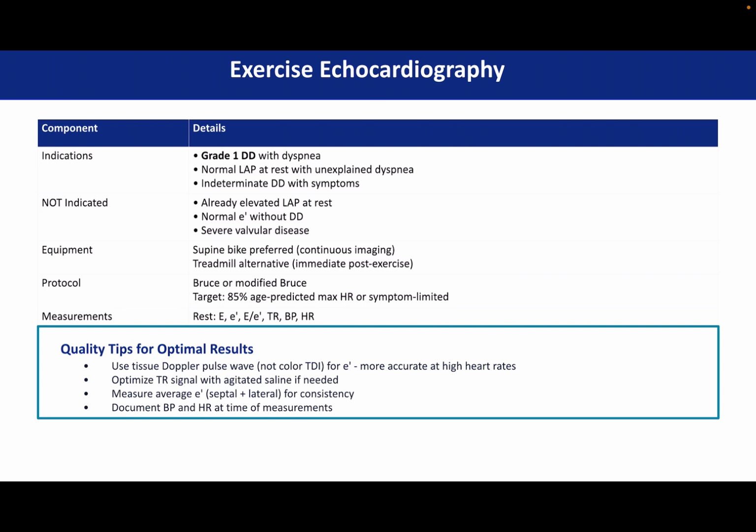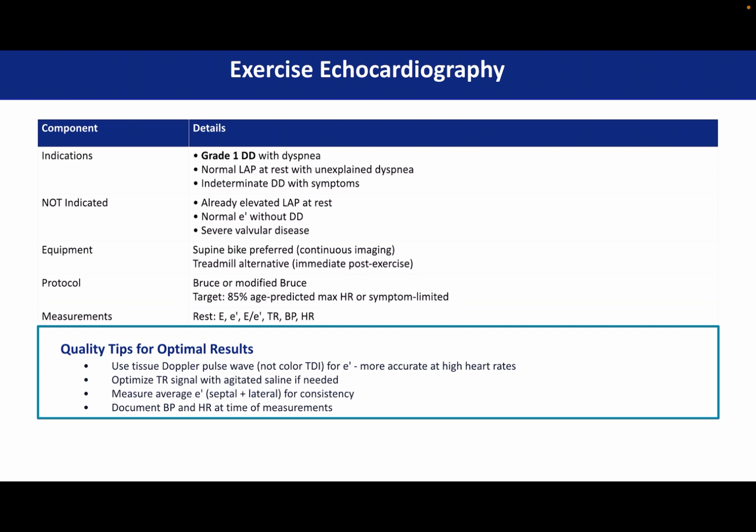Indications for exercise echo: grade 1 diastolic dysfunction with unexplained dyspnea on exertion, a normal resting left atrial pressure with symptoms disproportionate to the clinical picture, indeterminate diastolic function with functional limitations. When not to do exercise echo: already elevated left atrial pressure at rest, you have your answer. Normal E prime without any diastolic abnormality, low pretest probability. Severe valvular disease, symptoms are explained by the valve.